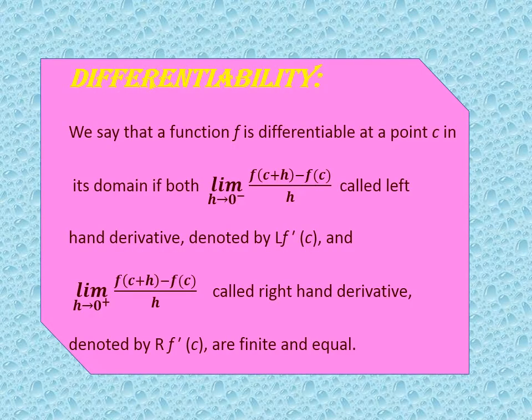Next is differentiability of a function at any point in its domain. Now let that point be c. Now we say that the function is differentiable at the point c if both limit h tends to 0 minus f(c plus h) minus f(c) upon h, which is called the left-hand derivative, denoted by L f dash c, that is left-hand derivative of f at c, and limit h tends to 0 plus f(c plus h) minus f(c) upon h, which is called the right-hand derivative, denoted by R f dash c. Clear? Now these two limits must exist, they must have a finite value, and both are equal.